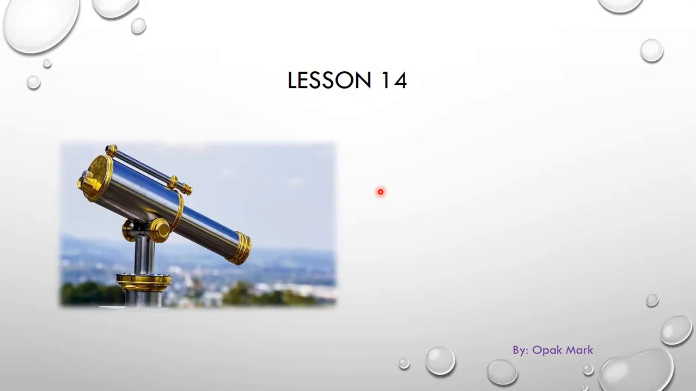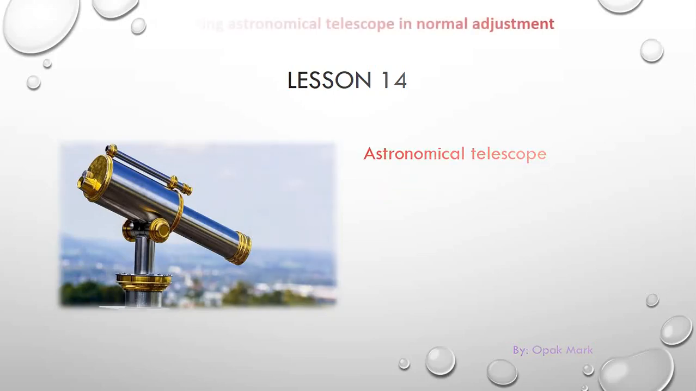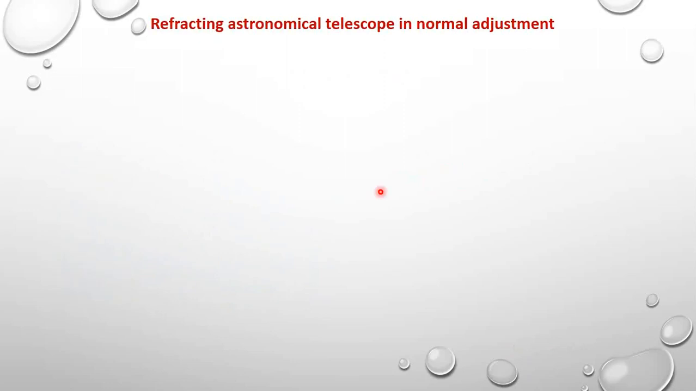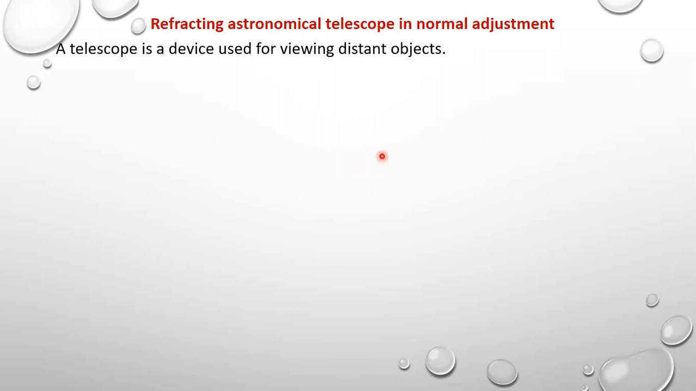In this lesson, we are going to look at the astronomical telescope. We have different types of telescopes. We have the reflecting telescopes and then the refracting telescopes. So today we are going to look at the refracting astronomical telescope. A telescope is a device used for viewing distant objects. A telescope in normal adjustment is when the final image of a distant object is focused at infinity.